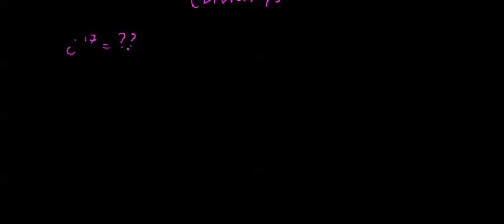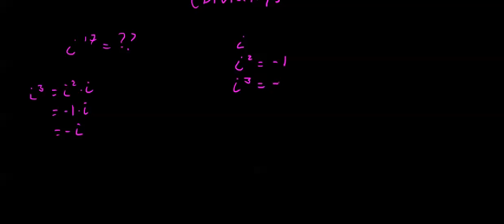Regardless of the exponent, we need to be able to simplify this. So let's look at it. i is our imaginary unit. i squared from yesterday is -1. What is i cubed? Well, i cubed equals i squared times i. i squared is -1, so i cubed is just -i.